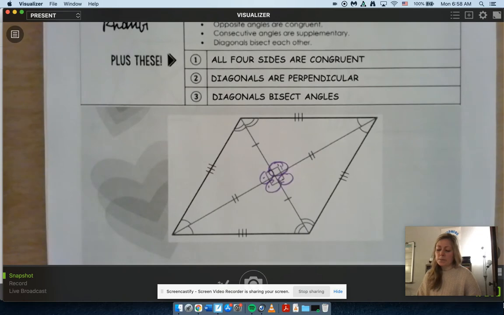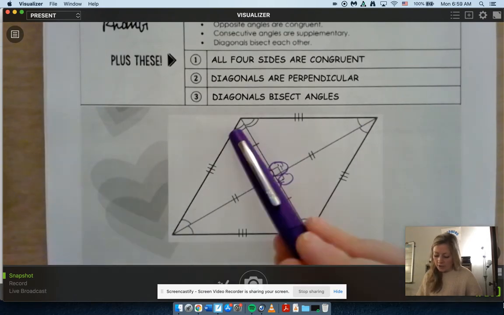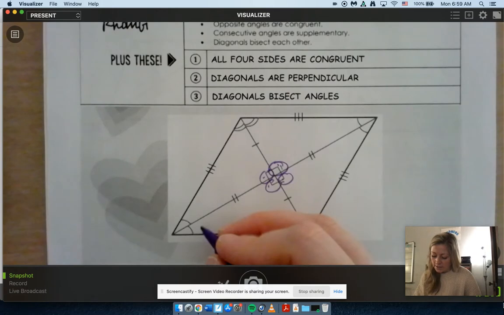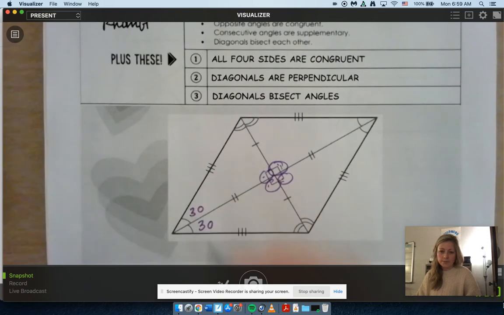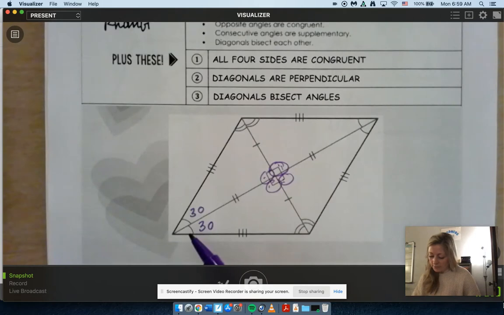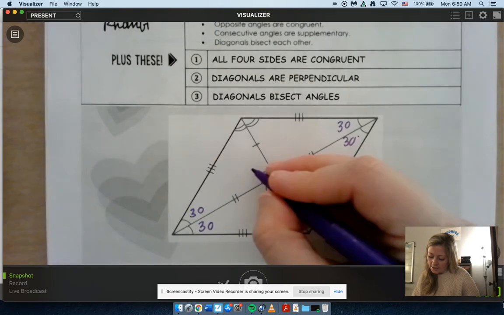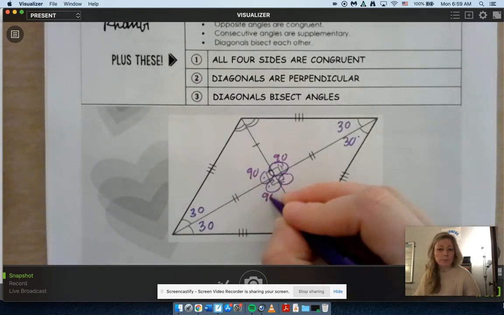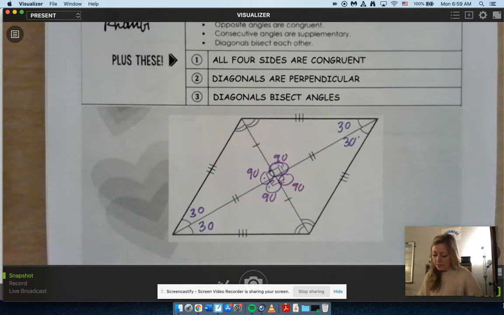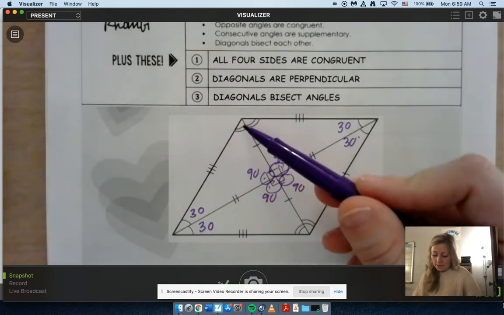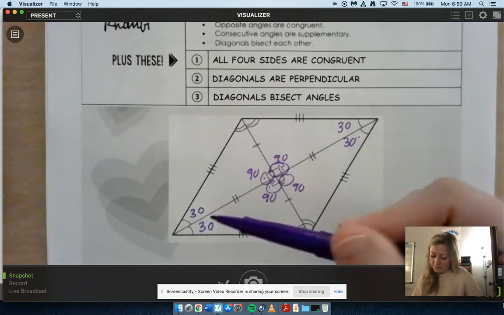And then your diagonals bisect angles. This is kind of a cool property. So that means our diagonals are cutting our corner big angles in half. So like if this was 30, then this half over here has to be 30. And then since it's still a parallelogram, we know that opposite angles are equal. So then we know that this guy would be 30 and this one's 30. You know, the ones in the middle are 90 because your diagonals are perpendicular. And then it's pretty easy now to find the missing one. 180 subtract 90 minus 30 would give us 60.